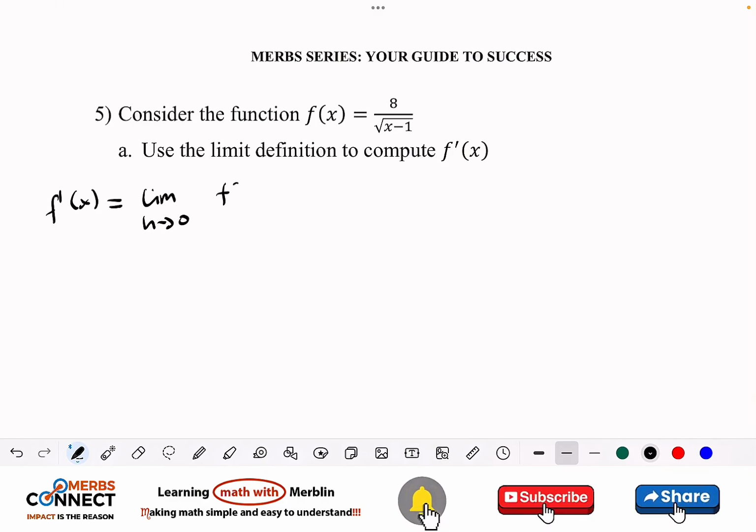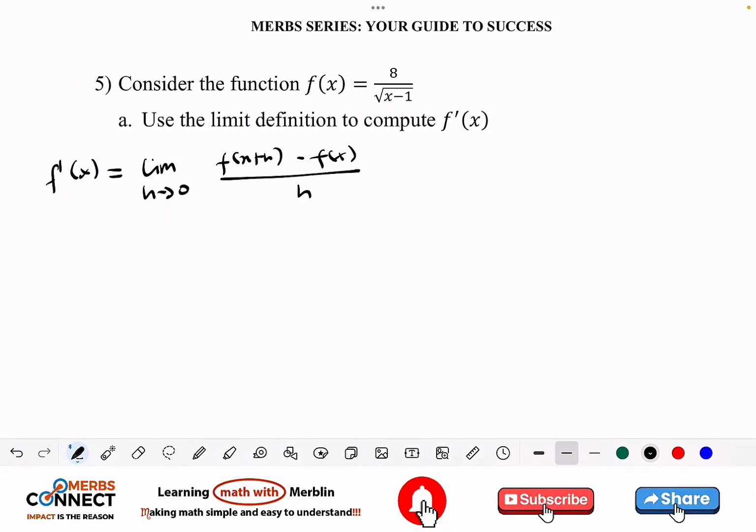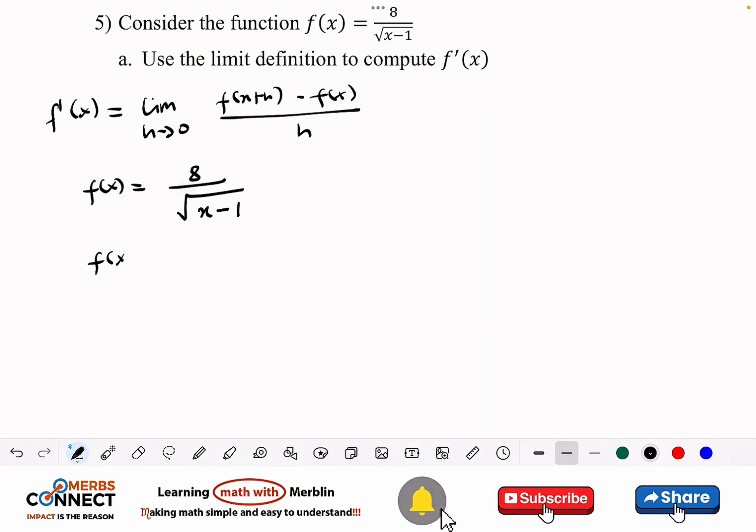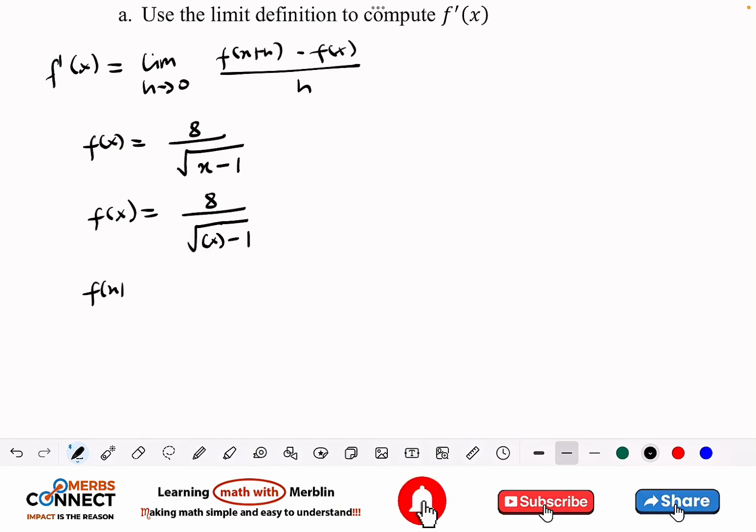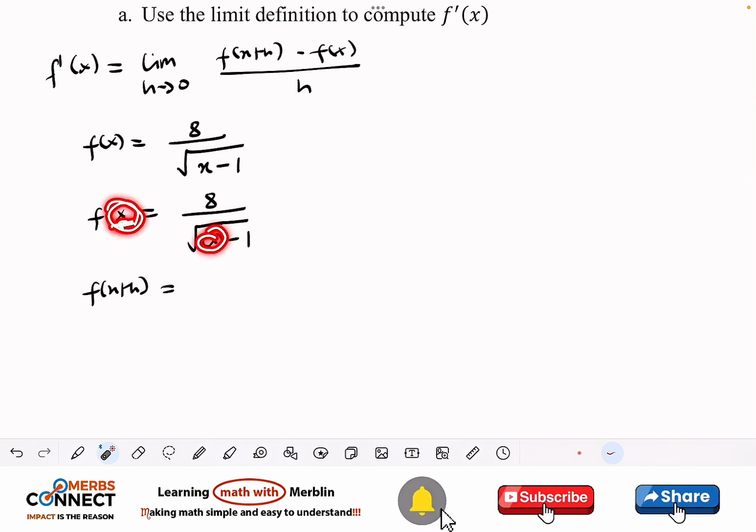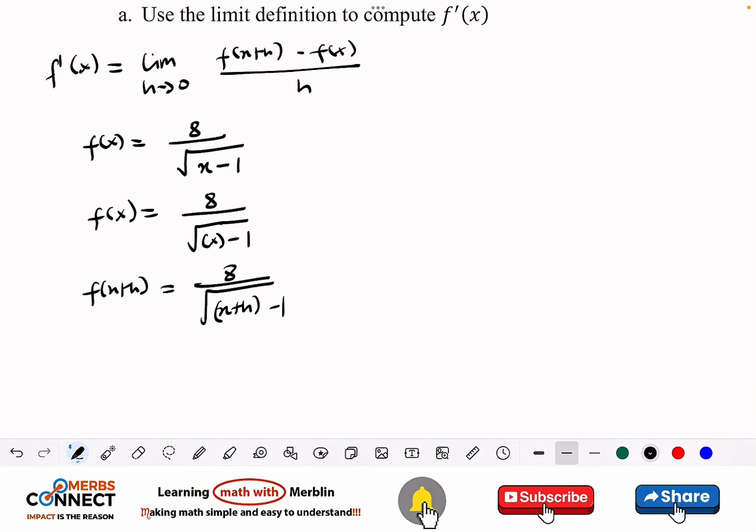h is approaching 0, f of x plus h minus f of x divided by h. Now pick your f of x, which is 8 divided by square root of x minus 1. And as I said, if you are not good with doing substitution, you can put all your x in parentheses so that it will help you to find f of x plus h. So change all the x in the parentheses to x plus h, and this is going to give us 8 divided by square root of x plus h minus 1.